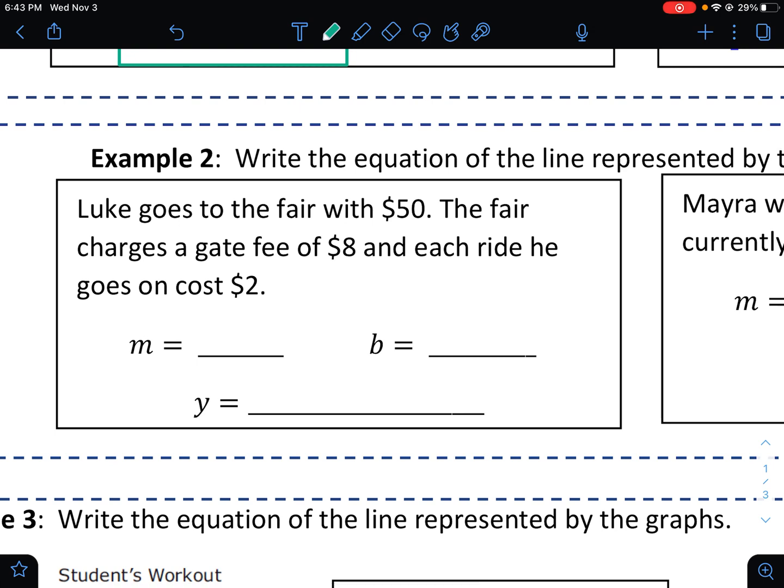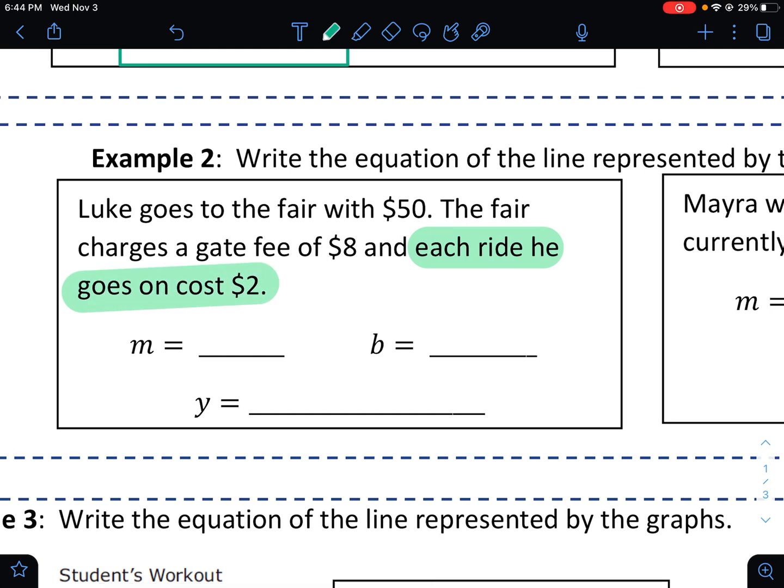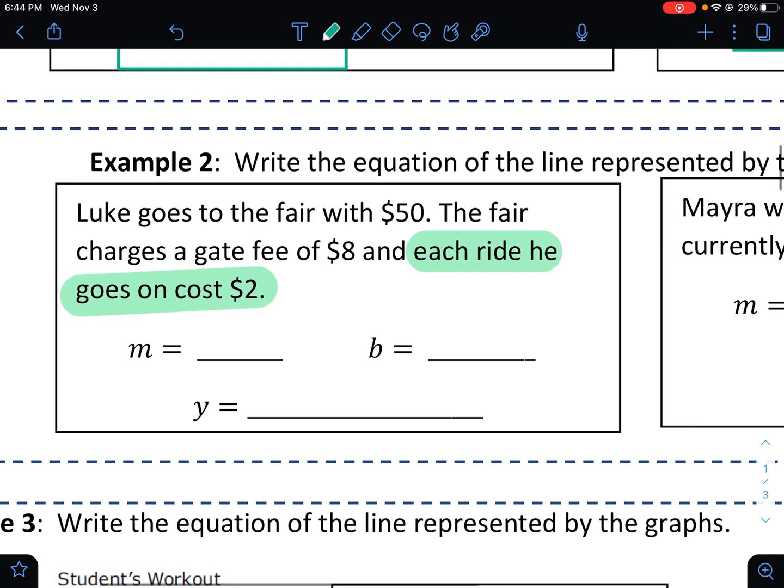So Luke goes to a fair with $50. The fair charges a gate fee of $8 and each ride he goes on costs $2. So this one is a little tricky. We can identify our slope. Each ride he goes on is costing $2 and he's spending $2 each time, which means our slope would be a negative 2.